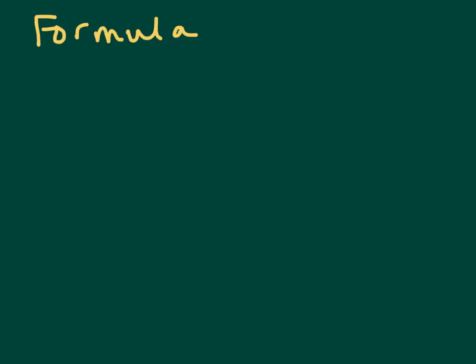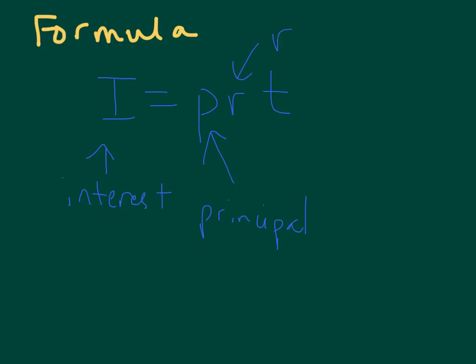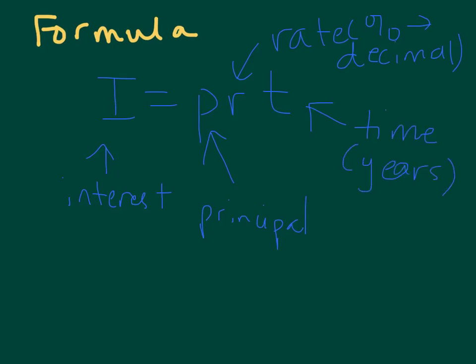All right, the formula for simple interest is I equals PRT. I is going to be the interest that you earn. P is going to be the principal, or that's also the initial amount of money that you invest or that you borrow. The R is the rate. That will be a percent, but you need to make sure you change it to a decimal. And then the T is time, and for simple interest, the time will always be in years.